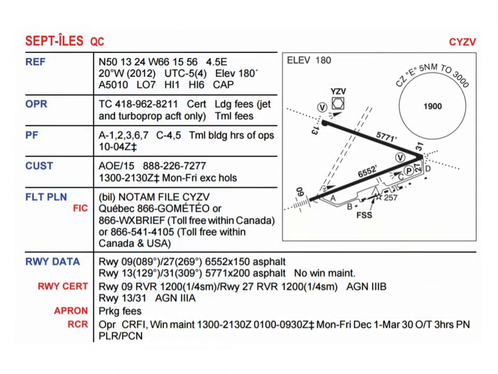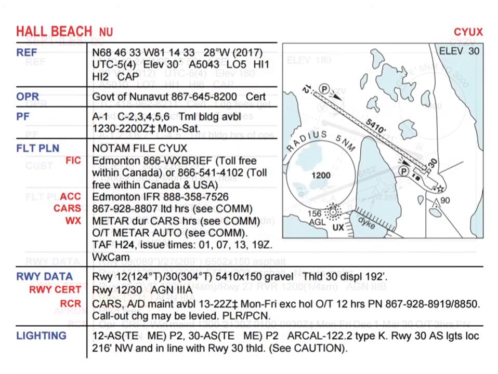For runway 9, the CFS shows that the minimum operating visibility is 1200 RVR. We find the same reference for runway 27, which is surprising since the RVR is installed for runway 9 only. This could be an error we should report. Regarding runway 13, we note here that there's no mention of operating visibility. Here is the Hall Beach, Nunavut airport, under the heading Runway Certification, no operating visibility either.